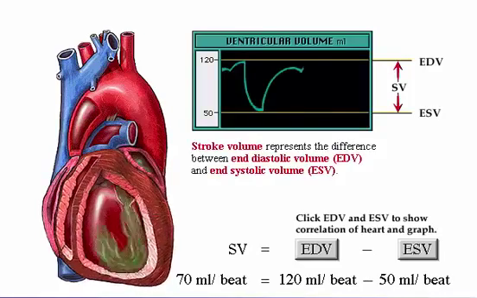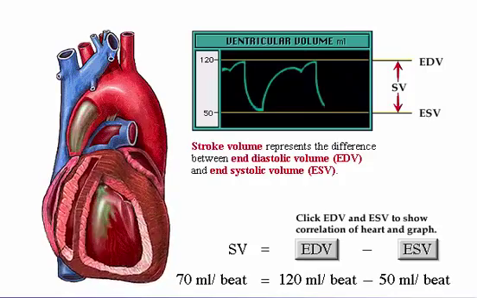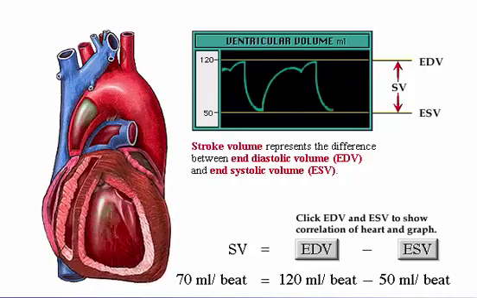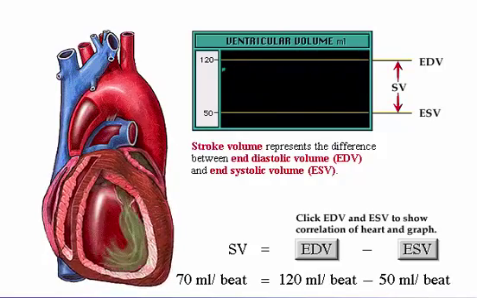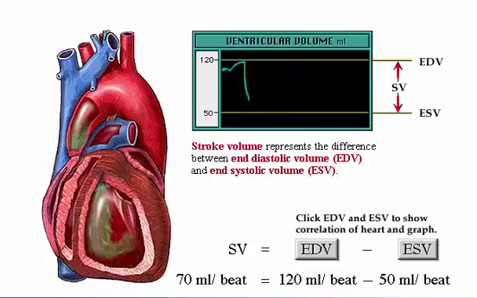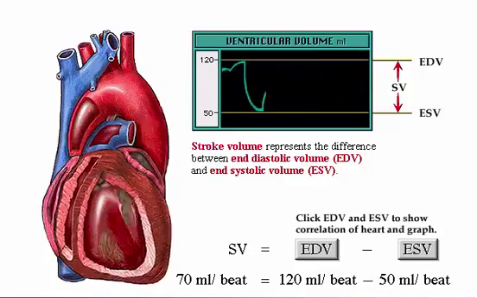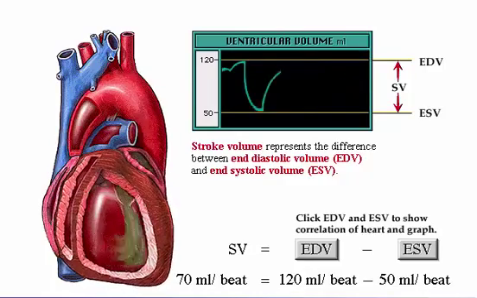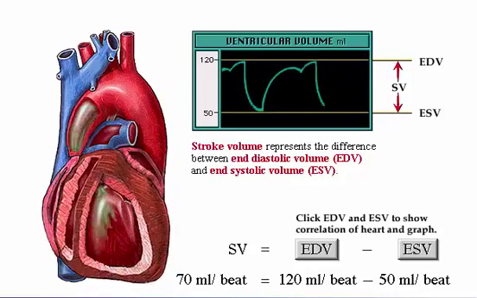Stroke volume is the difference between end diastolic volume and end systolic volume. Here's how it works. By the time diastole ends, each ventricle has filled up with blood. This amount of blood is the end diastolic volume, or EDV. The amount of blood ejected during systole is the stroke volume. At the end of systole, the volume of blood remaining in each ventricle is the end systolic volume, or ESV.